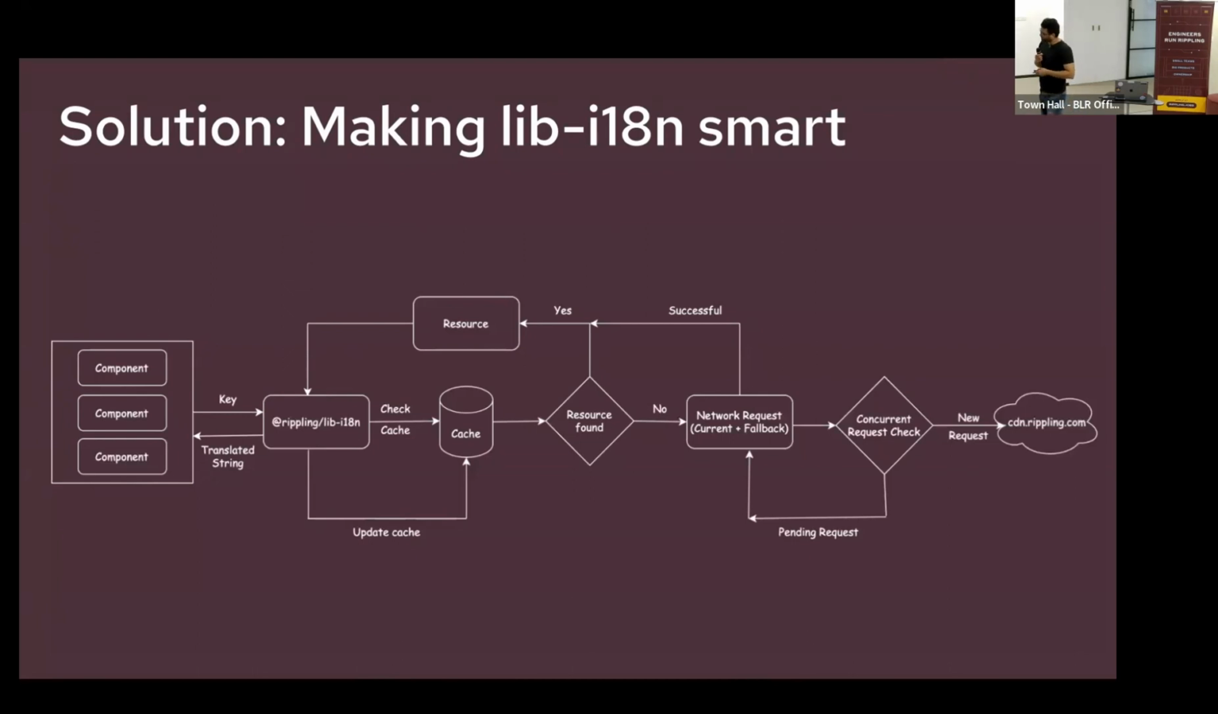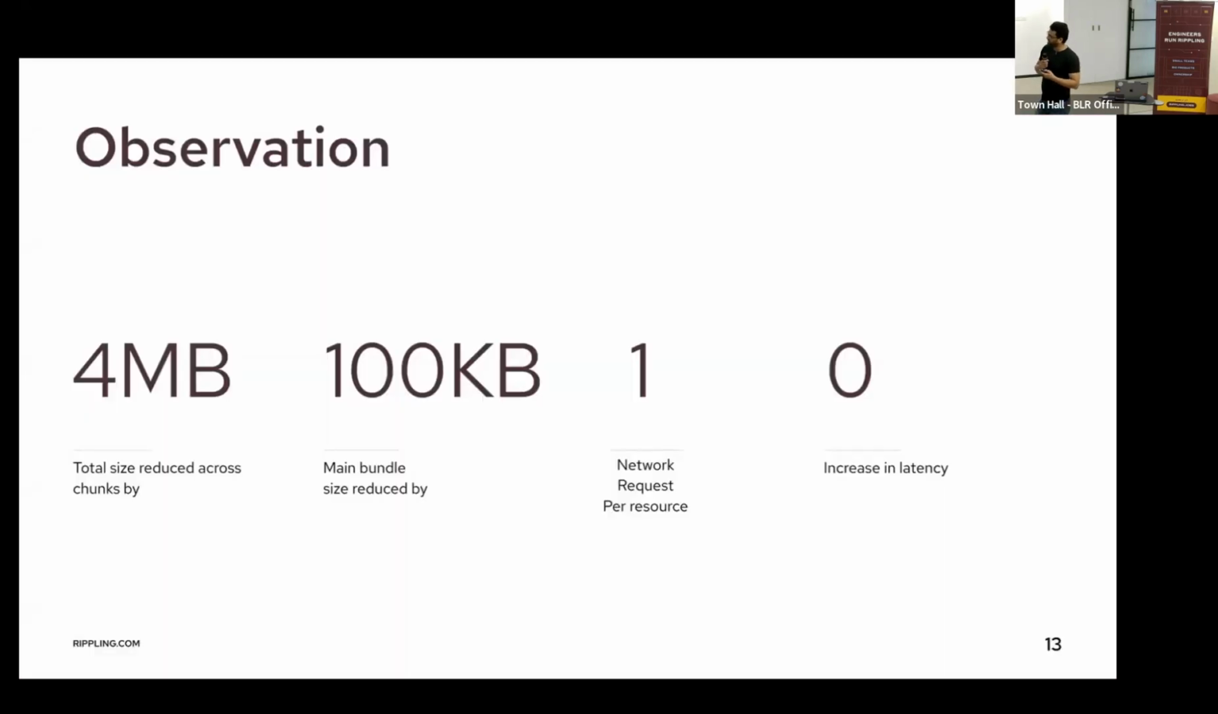So this solution again worked very well for us. And what we observed was that we had a gain of over 4 MB in bundle size, which was across the chunks. And then for the main bundle, we had a gain of around 100 KB. We reduced the network calls to just one per resource. And we saw a zero increase in latency for our first paint.